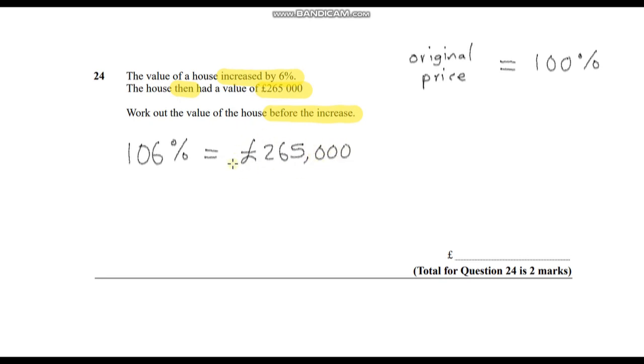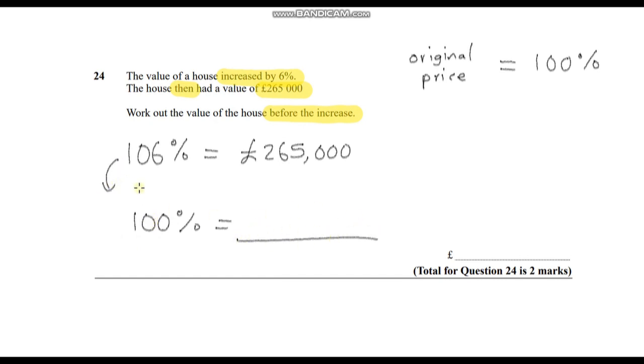So the price of the house costs £265,000, and that represents 106% of the original price. So we want to work out the value of the house before the increase. So we want to work out how much it costs at the original price at 100%. So we need to go from 106% to 100%. So how are we going to work out this price?